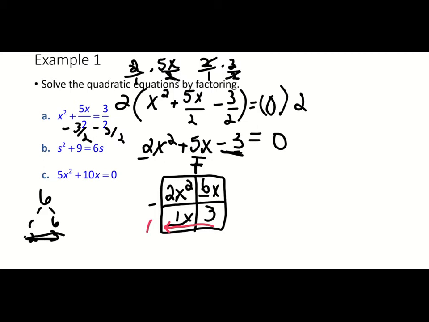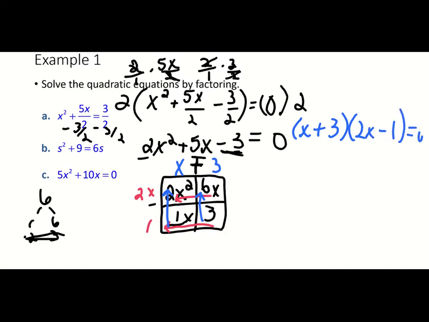And then we factor across here for 2x squared and 6x. That's going to be 2x. Now when we factor up, for 2x squared and x is going to be x, and then for 6x and 3 it will be 3. So my factored form is x plus 3 times 2x minus 1 equals 0.